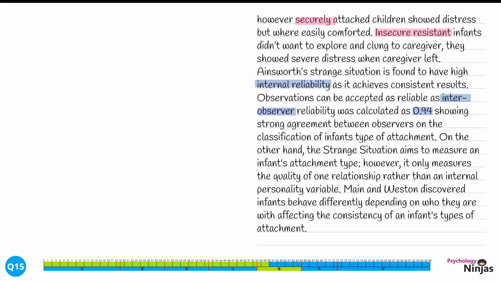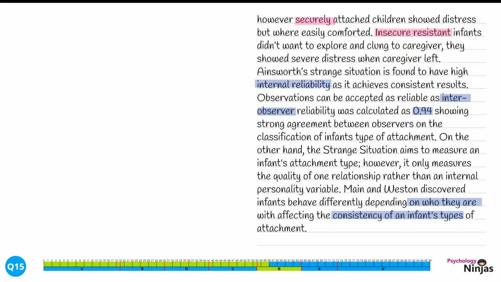On the other hand, the strange situation aims to measure infants' attachment type. However, it only measures the quality of one relationship rather than an internal personality variable. Main and Weston discovered infants behave differently depending on who they are with, affecting the consistency of an infant's type of attachment. By discussing Main and Weston's findings, we're talking about the inconsistency of attachment type, and that this is particularly affected by who they are having the observation with, and therefore our results might not be consistent.